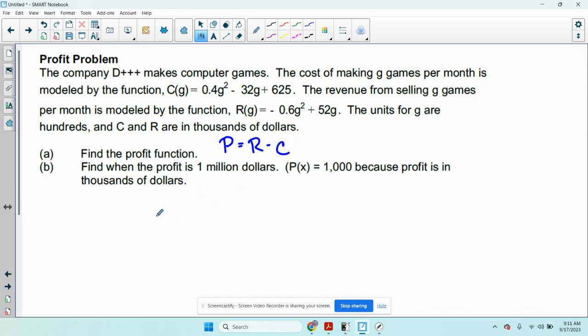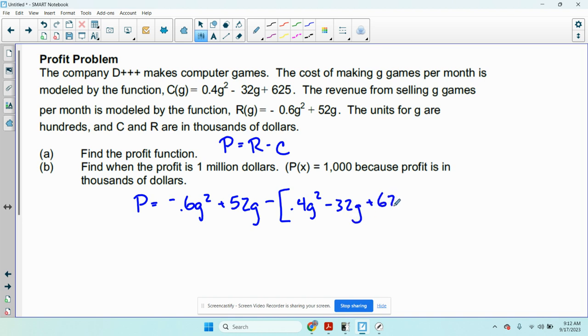So let's first find the profit function. Profit is equal to the revenue function, which is negative 0.6 g squared plus 52g, minus the cost function. Make sure you put it in parentheses. 0.4 g squared minus 32g plus 625.